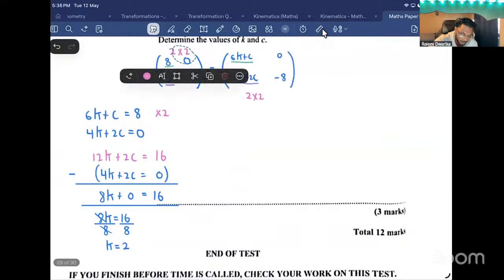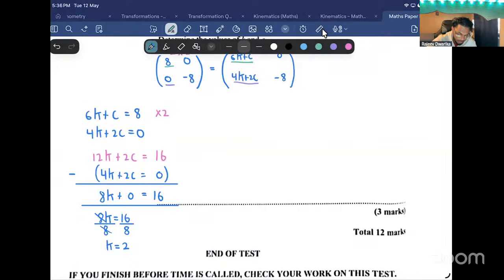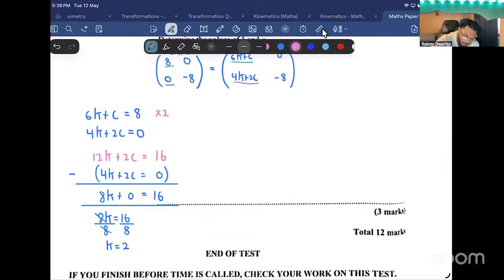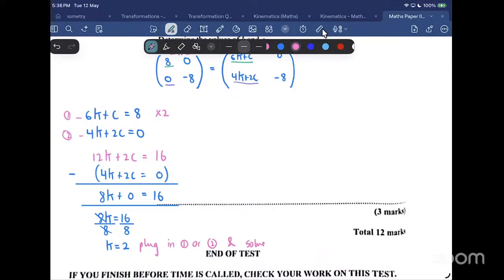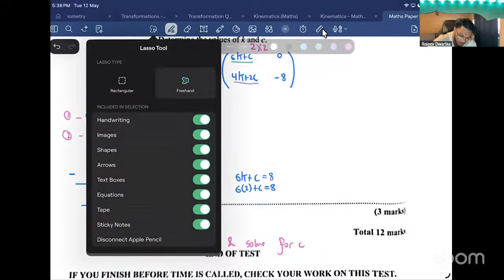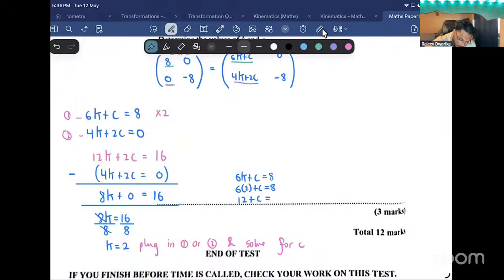Which equation do you want to plug that into? The second one. It really doesn't matter, right? Plug in 1 or 2 and solve for C. So if you just say 6K plus C is equal to 8, and we know that K is 2, you'll say 12 plus C is equal to 8.